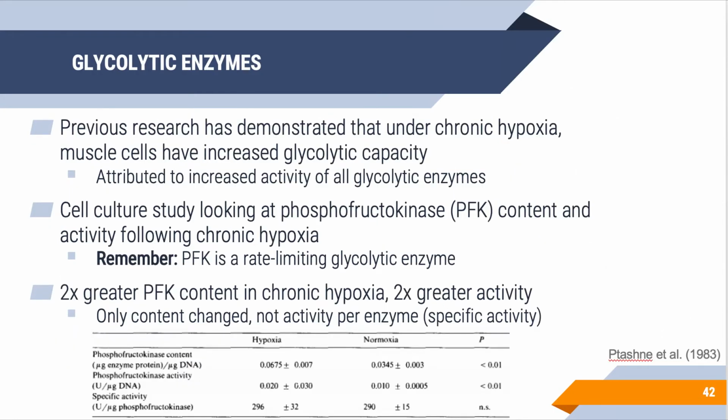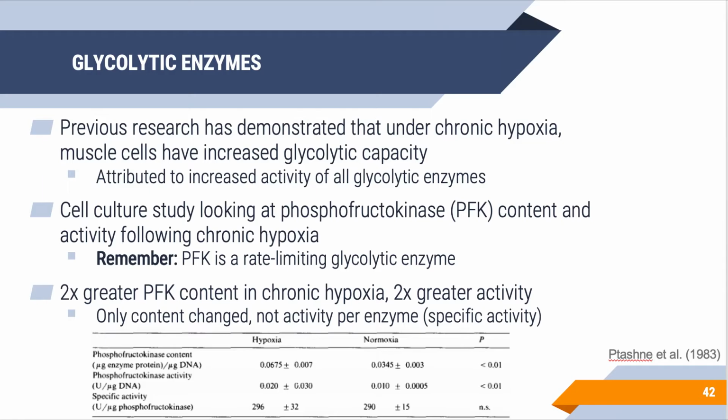So now I want to look at glycolytic enzymes. So previous research has demonstrated that under chronic hypoxia, muscle cells adapt to increase their reliance on glycolytic metabolism. And how this occurs is through an increased activity of all glycolytic enzymes. So I'm just going to take one enzyme as an example of this. So this is a cell culture study looking at PFK content and activity following chronic hypoxia.